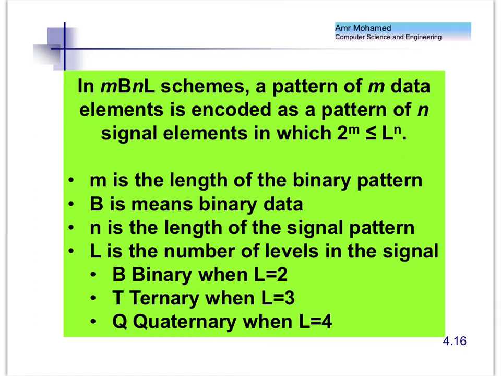So now we have the multi-level. For the multi-level, we have arbitrary number of signal elements and arbitrary number of levels to represent the incoming bit elements. So here we have in general m bit elements, and we know that each bit element is binary, so it's either 0 or 1. So if you have m bit elements, each one is binary, so you have 0 or 1.